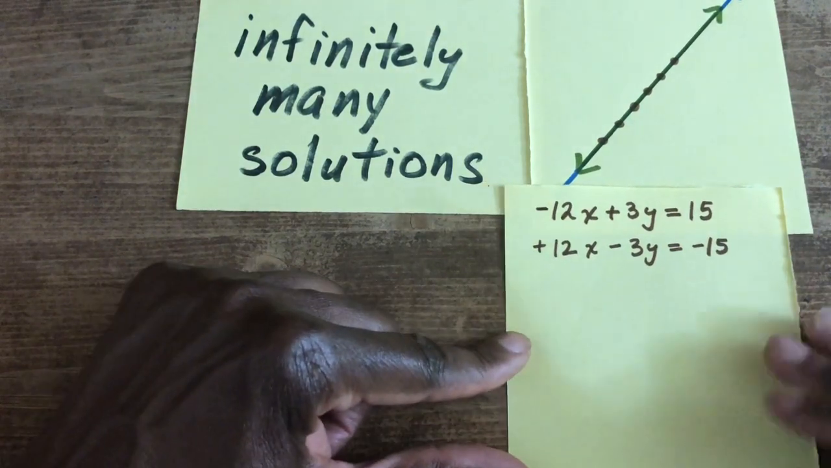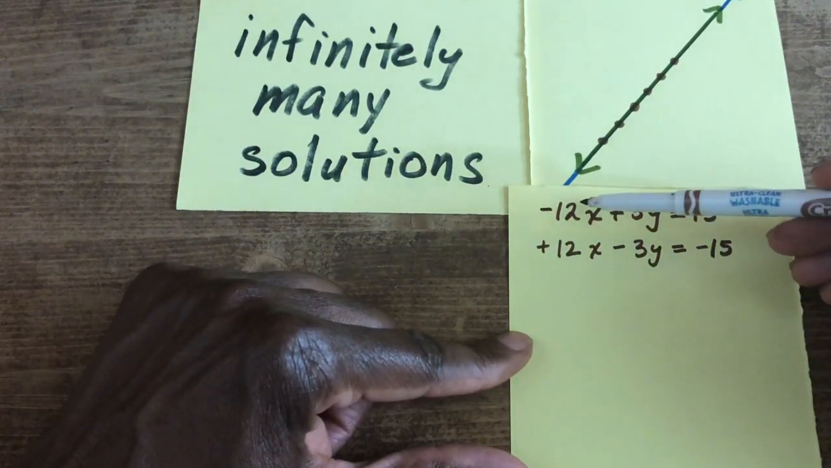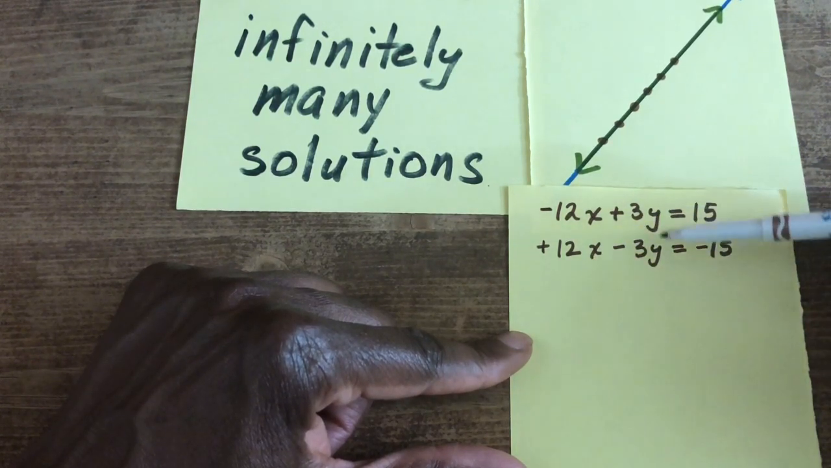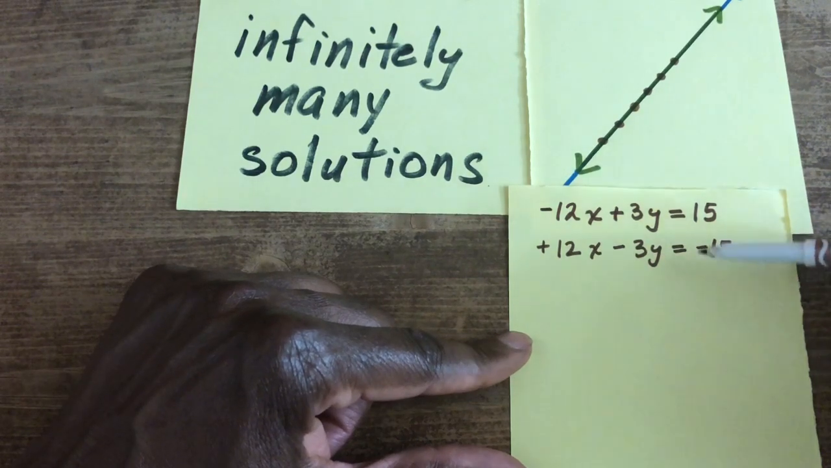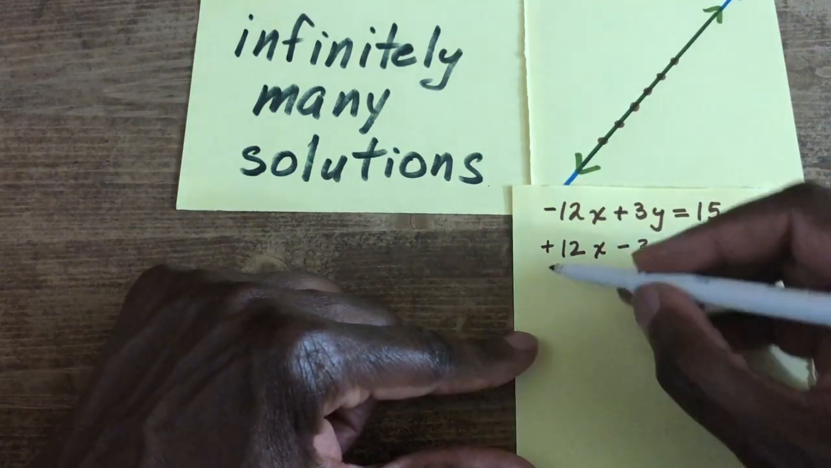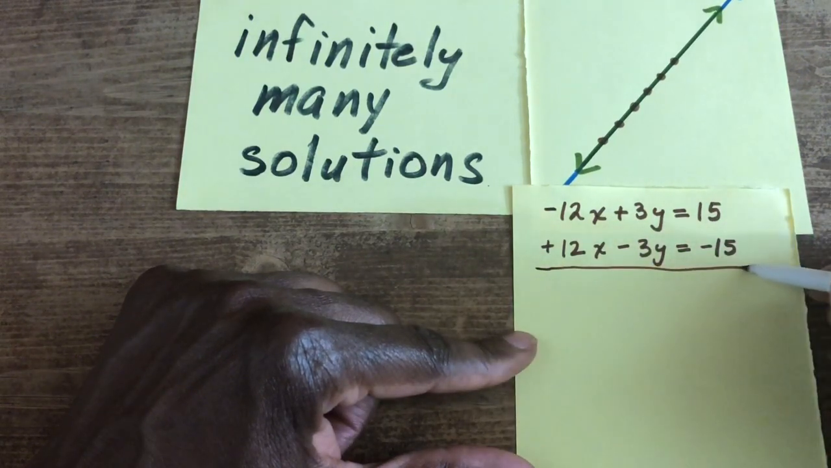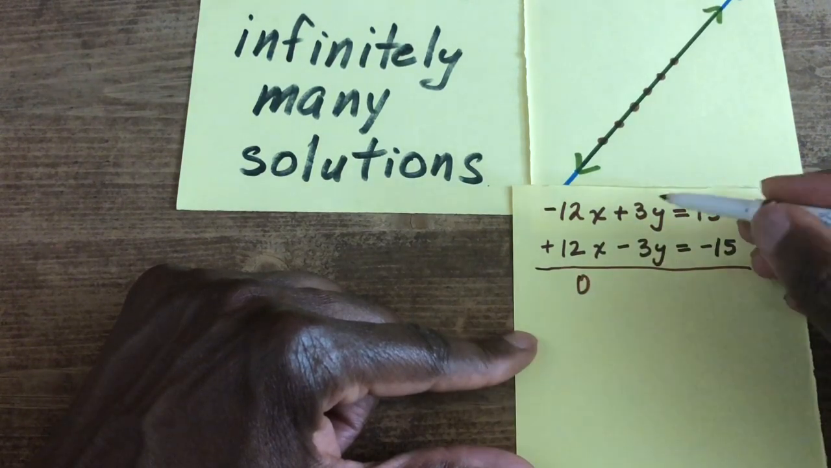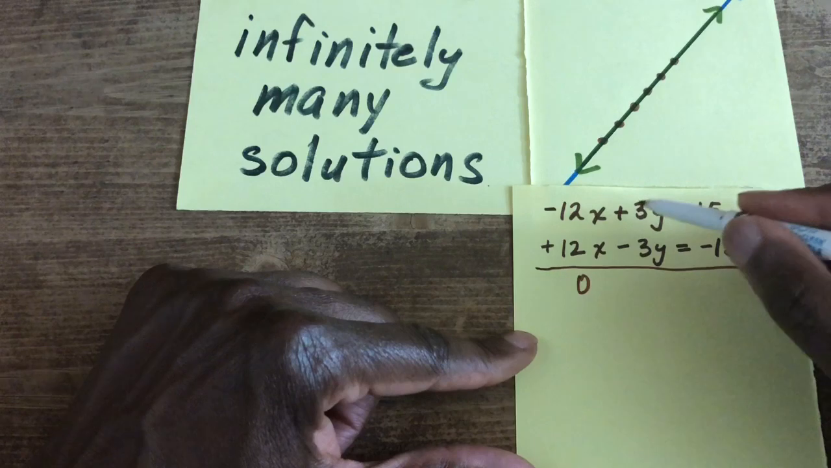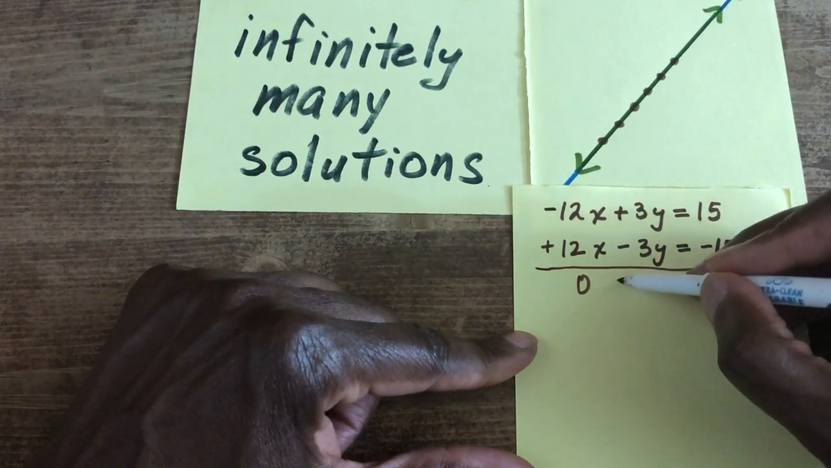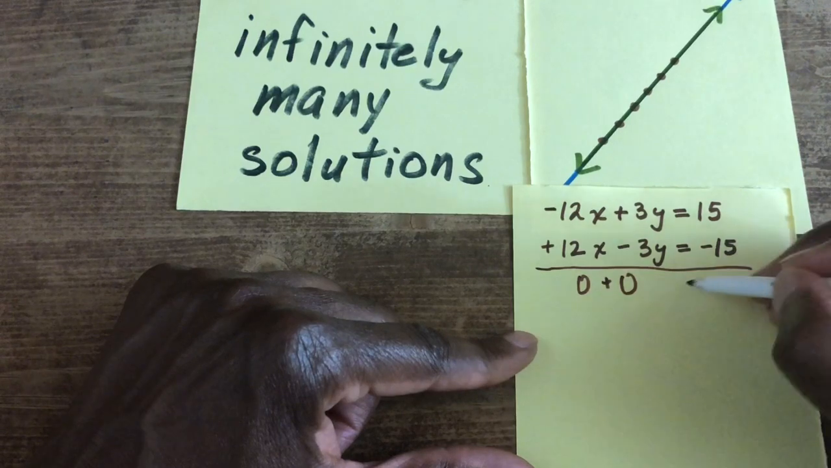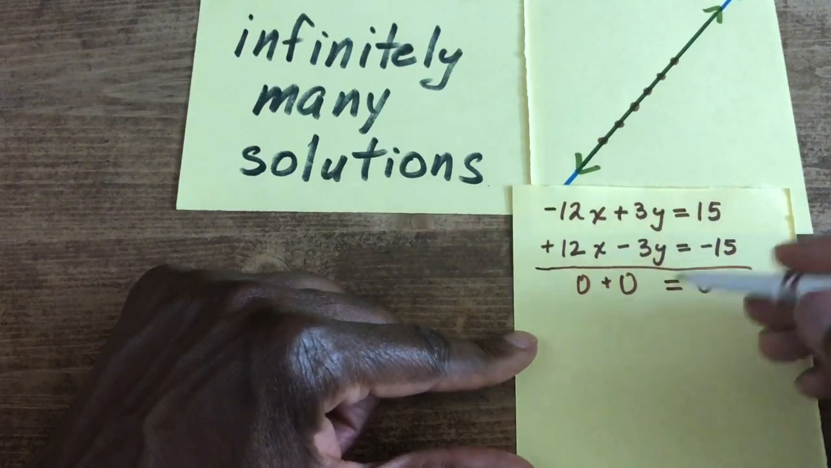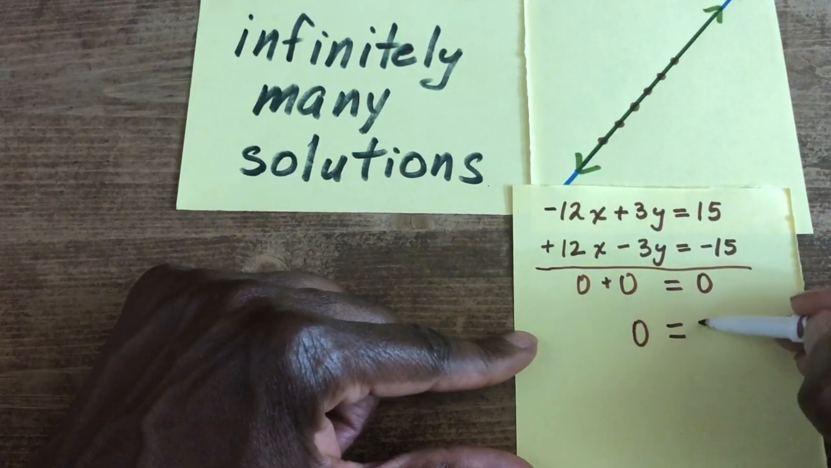If you take a look at this, very similar to the no solution, these two are going to be eliminated. The x value will be eliminated, and the y value will also be eliminated. And it looks like everything's about to be eliminated, right? Let's see what happens when we add this up. Negative 12x and positive 12x gives me 0. A negative 3y and a positive 3y also gives me 0. So right now I have 0 on this side, equal to 15 plus negative 15, which is 0. So I have 0 is equal to 0.